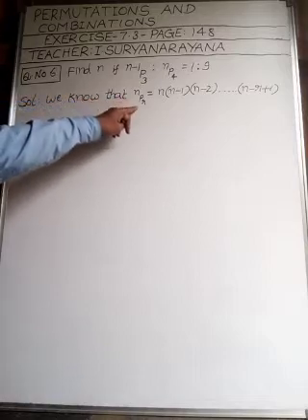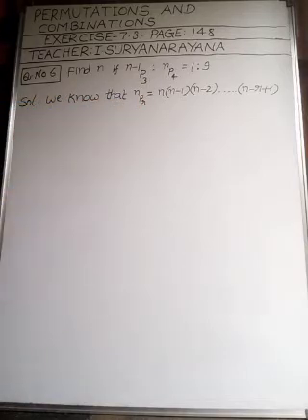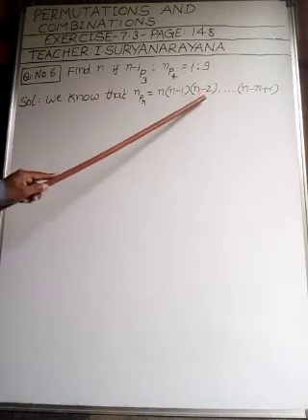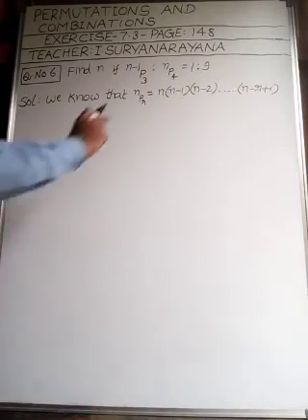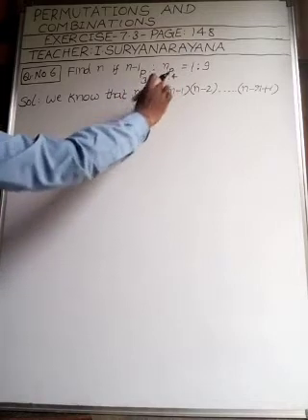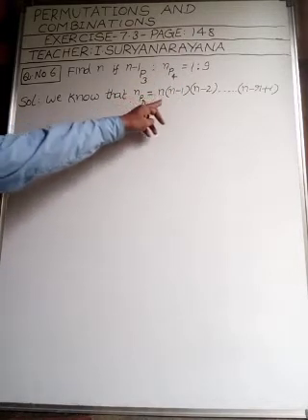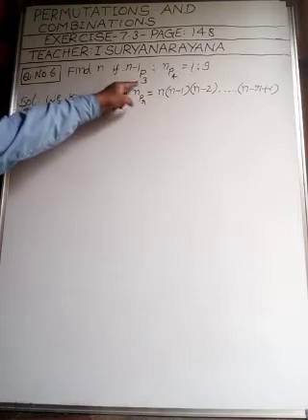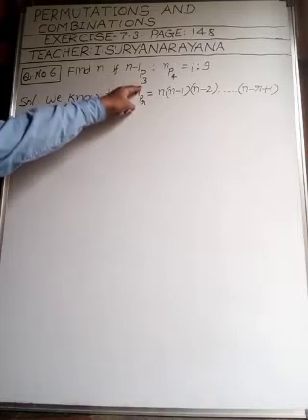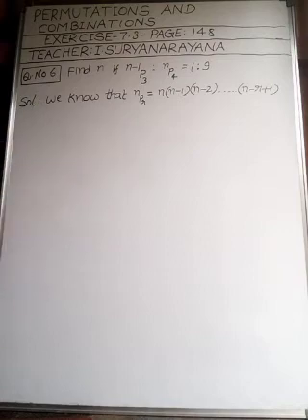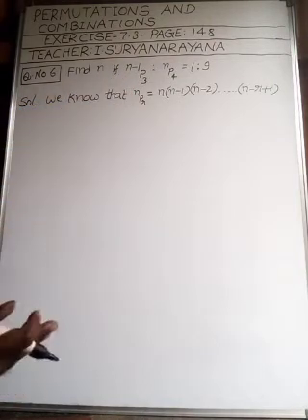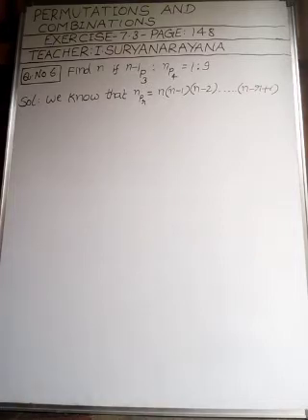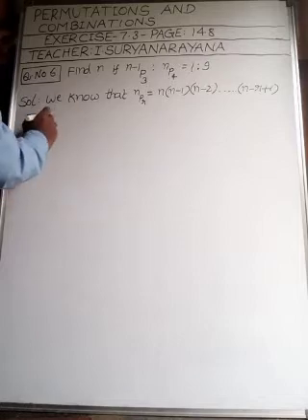Here we know that nPr is equal to n into (n minus 1) into (n minus 2) into (n minus 3) and so on, up to (n minus r plus 1). It means if you know the numerical value of r, we have to write that many factors starting from n, in the reverse, descending order. Understood this point, my children?